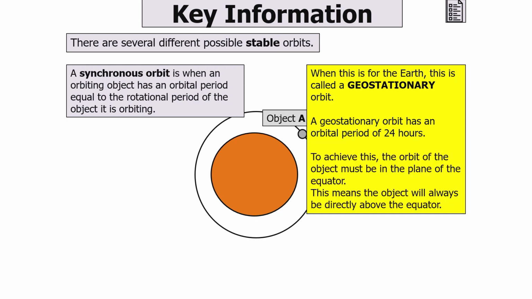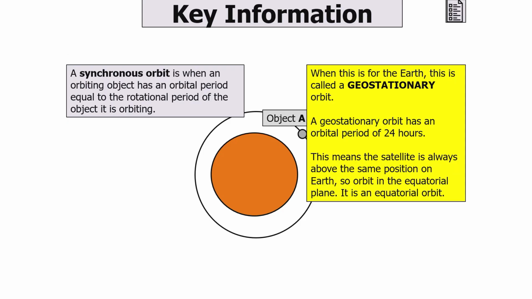Now, to achieve this, the orbit of the object must be in the plane of the equator. So this means the object will always be directly above the equator. So we say that the object will be in the same position relative to the Earth, so therefore it will orbit in the equatorial plane. It's an equatorial orbit.